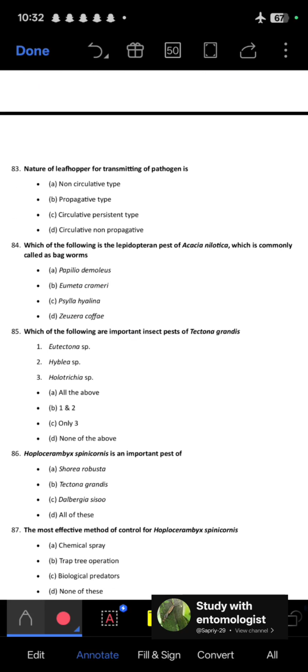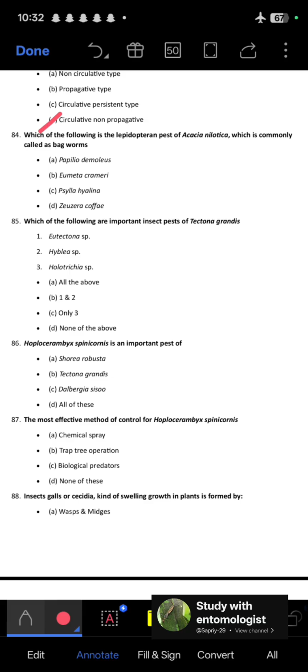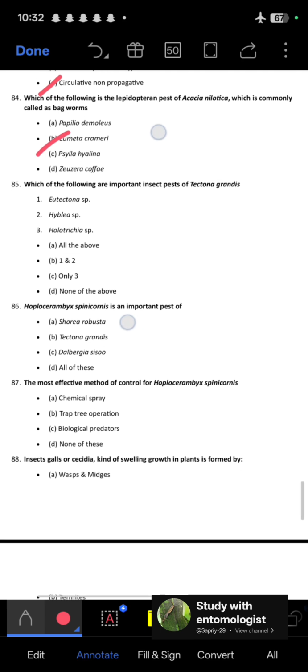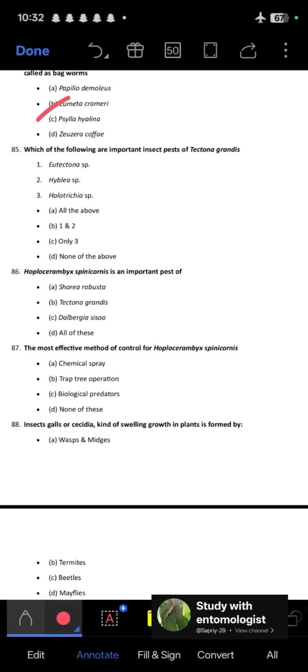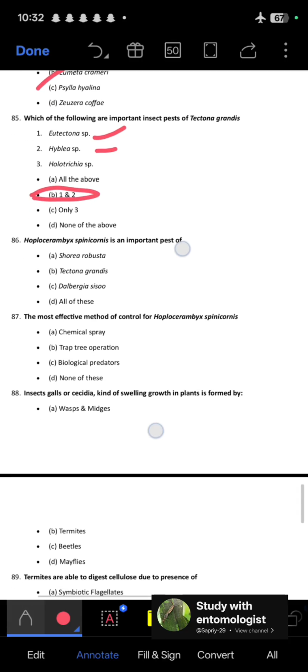Next, the nature of leafhoppers in transmitting pathogens is, so most leafhoppers are circulative and non-propagative type. Next, which of the following is the lepidopteran pest of Acacia nilotica, commonly called bagworm? Its answer will be Eumeta crameri. Next, which of the following are important insect pests of Tectona grandis, that is teak? The answer will be Eutectona species and Hyblaea species. Teak borer and teak skeletonizer are both pests of teak.